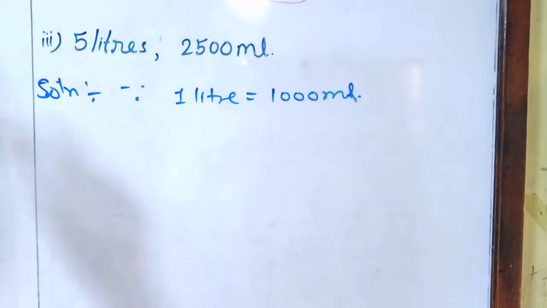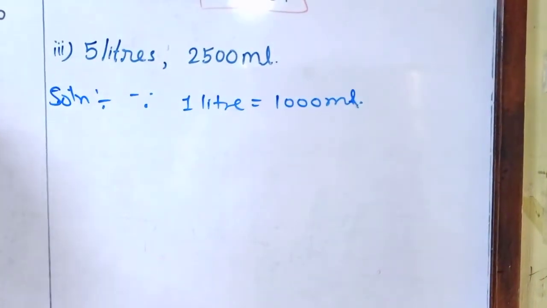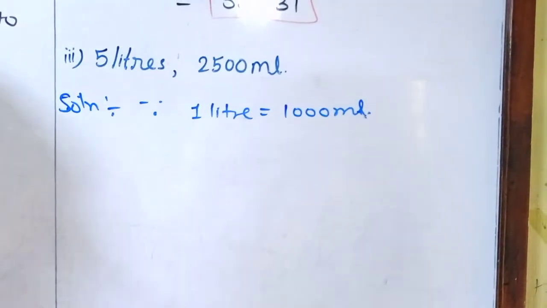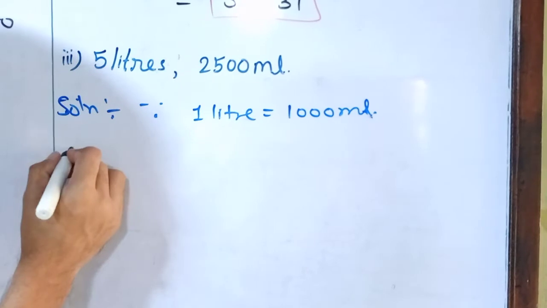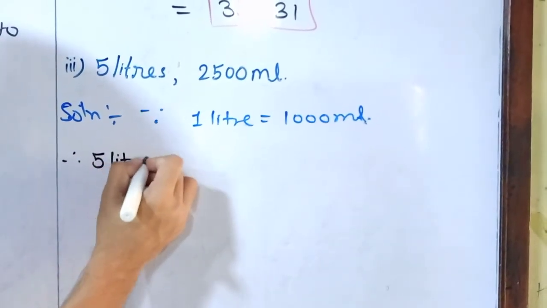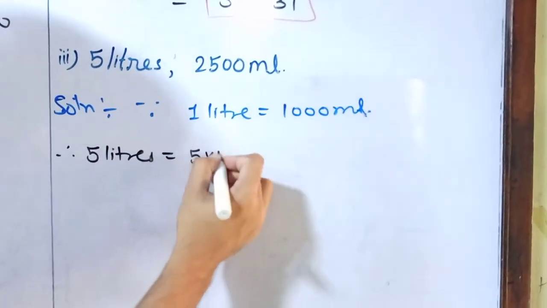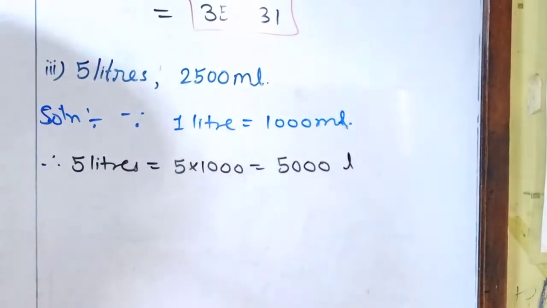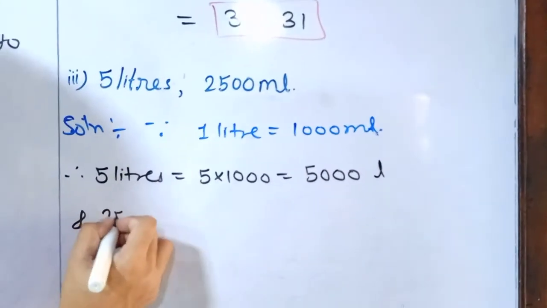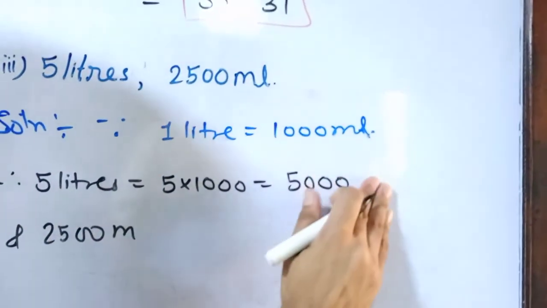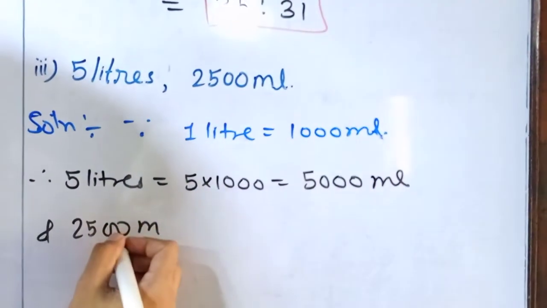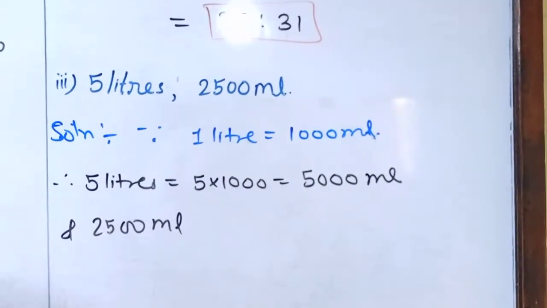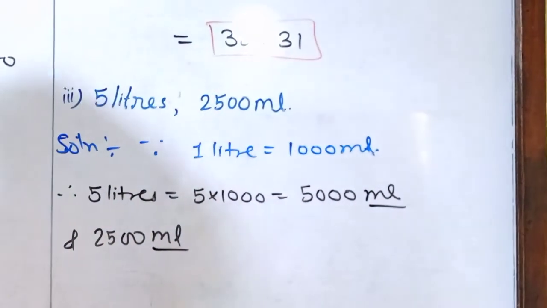So liter is the bigger unit as compared to the milliliter. So we are going to convert the liter into milliliter. Therefore, 5 liter is equal to 5 into 1000 is equal to 5000 milliliter, and the second one we have is 2500 milliliter already. So we converted into the same unit.